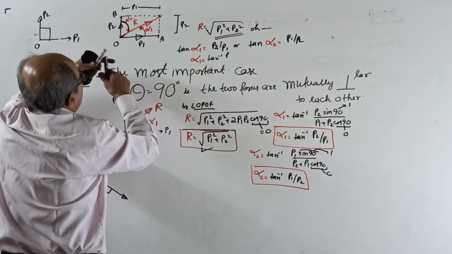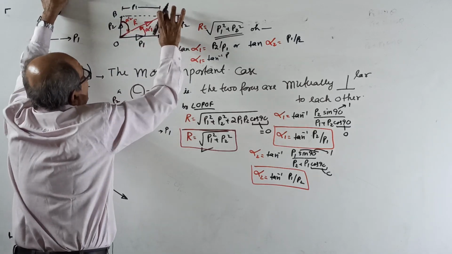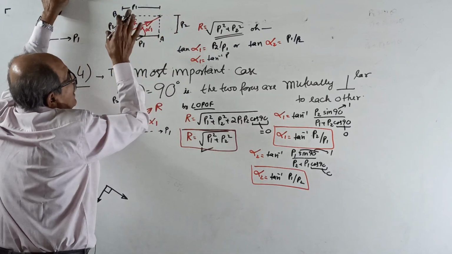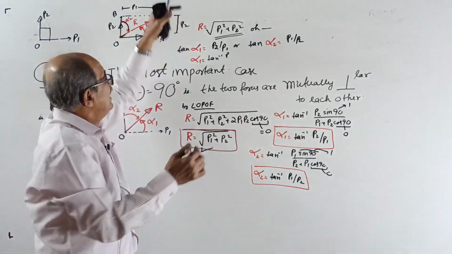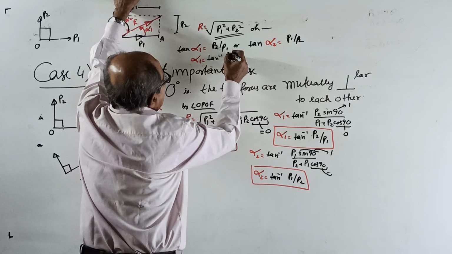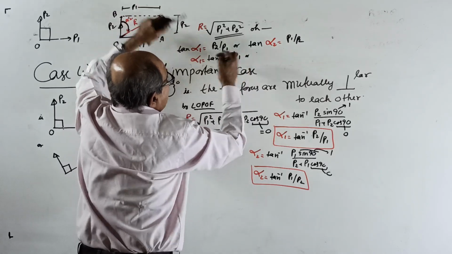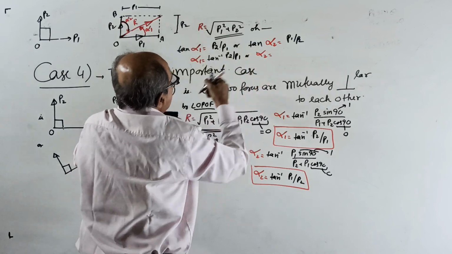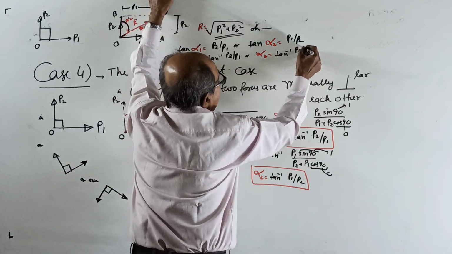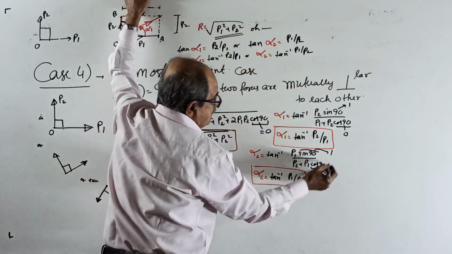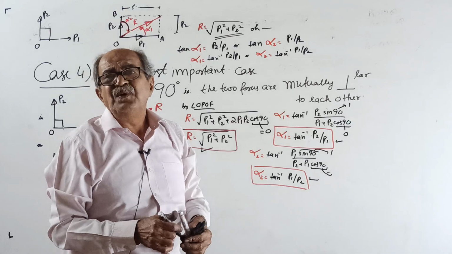I told, actually, when I wrote here, I said tan alpha equals this side by this side. While writing it became the other way. See, human being. Okay. So alpha 1 equals tan inverse of P2 by P1, or alpha 2 equals tan inverse of P1 by P2. See the answer, what you got, is the same. Now, I will tell why this is very important.